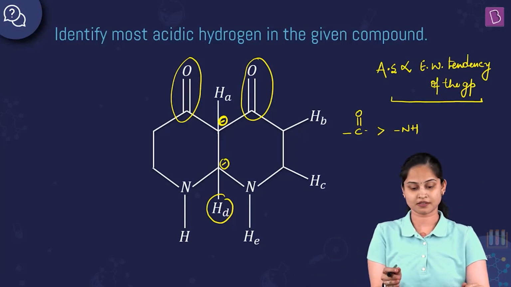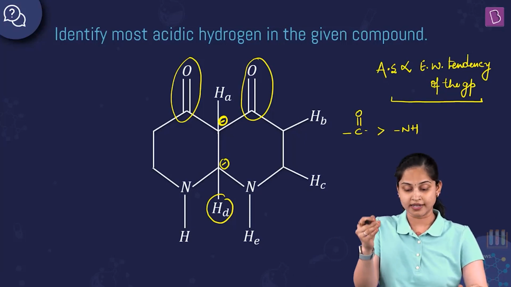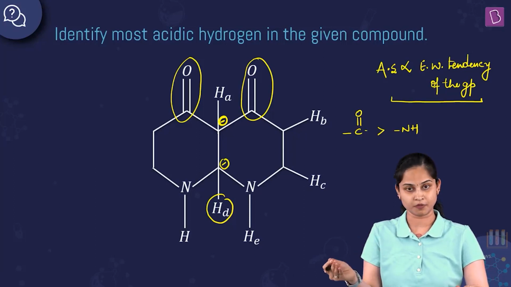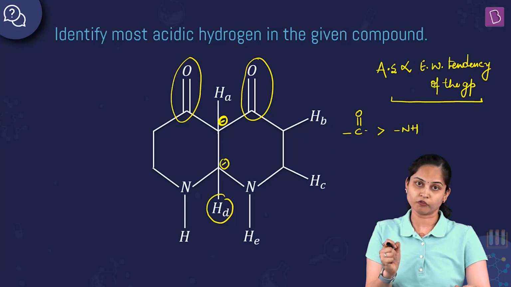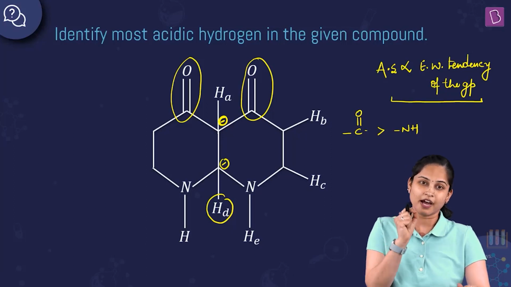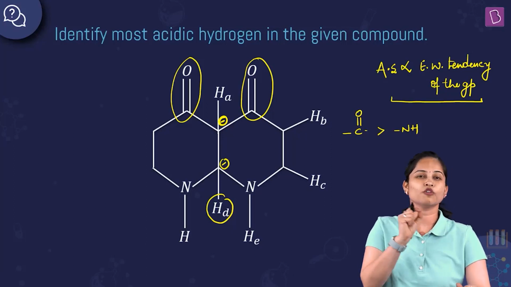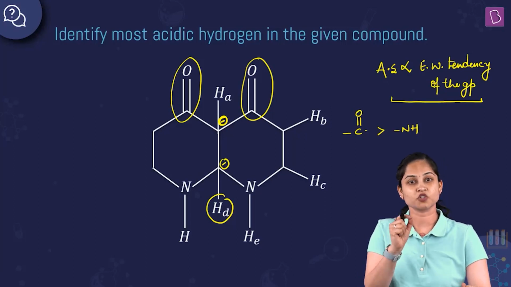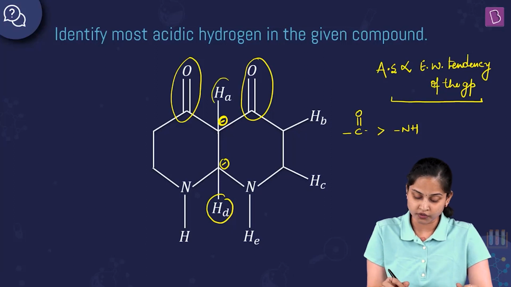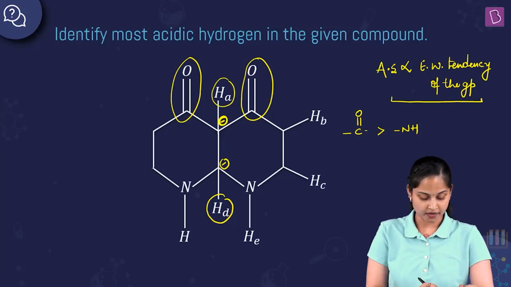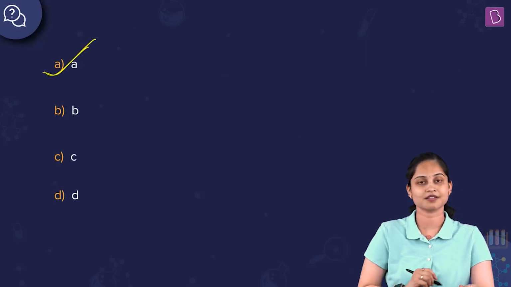Since the question is asking us to identify the most acidic hydrogen in the given compound, the most acidic hydrogen will be that particular hydrogen after removal of which the negative charge gets highly stabilized, and that is proton A. So we'll mark HA as the most acidic hydrogen atom. Option number A is the right answer to this question.